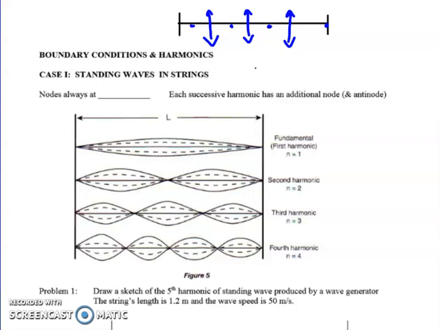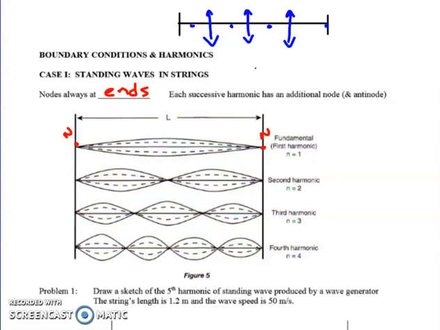Okay, so let's start with some basic rules for harmonics in a fixed string. Nodes are always at the ends. No matter what harmonic we're talking about, you're always going to get a node at the ends, here and here, where you have destructive interference. And knowing that helps us shape all higher harmonics, okay? Because there's a simple pattern to them. And that's this: each successive harmonic has an additional node and also an antinode.